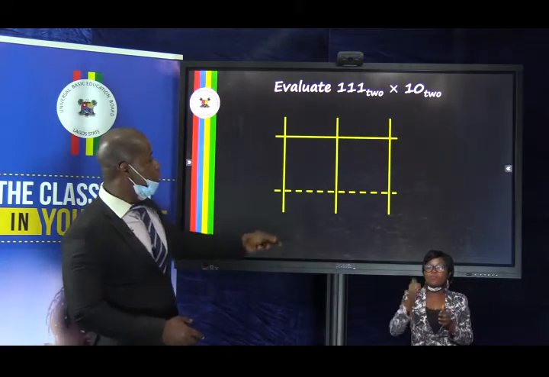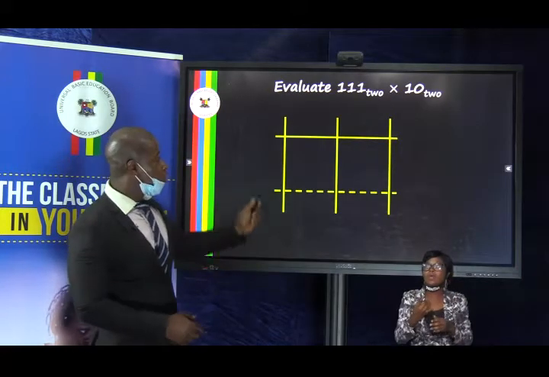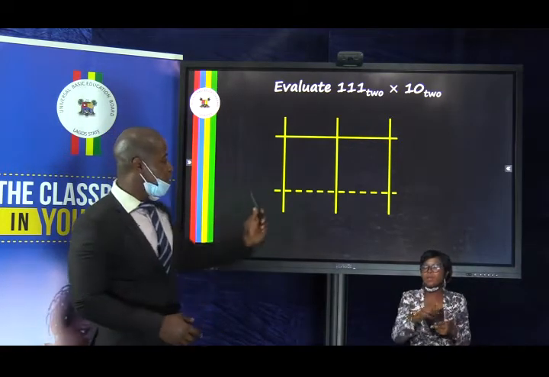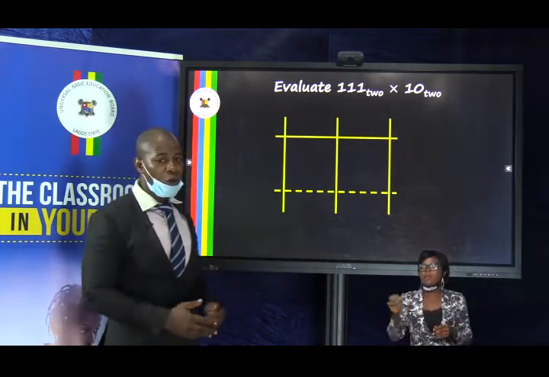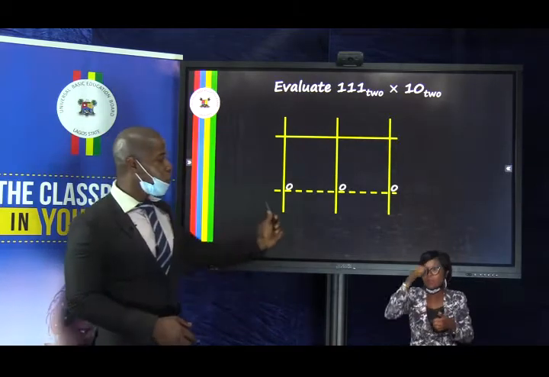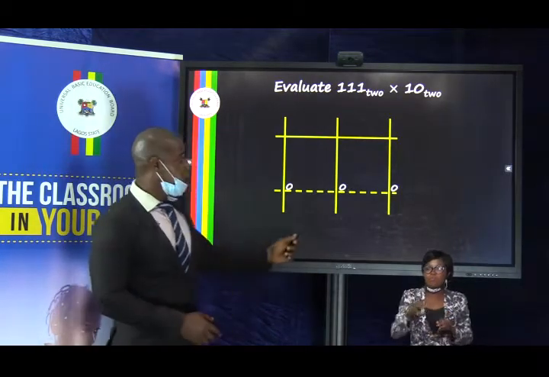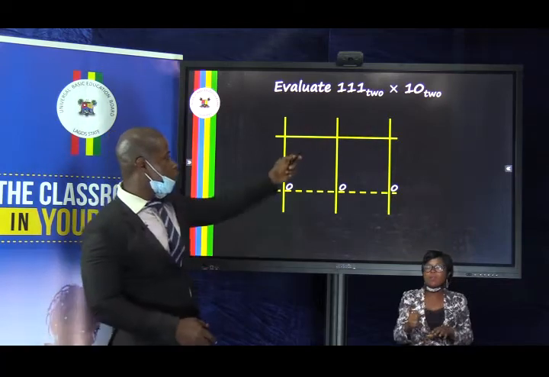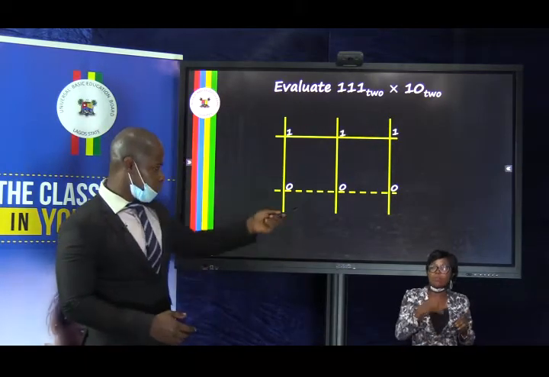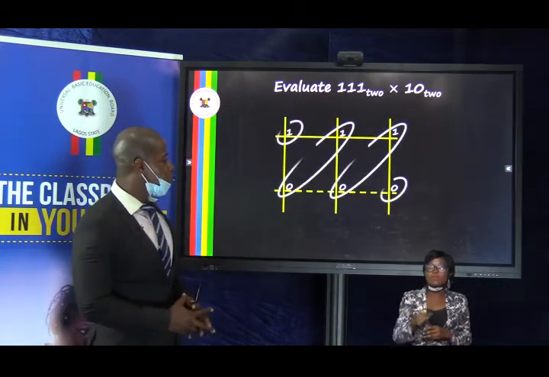So we just draw 3 vertical lines for the 1, 1, 1, 1 horizontal line, and then a dashed horizontal line. Now remember that along the horizontal line we'll put zeros, and at the other junctions we put ones. And then we circle diagonally.